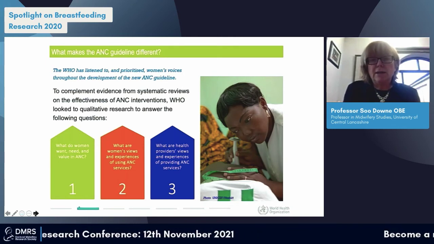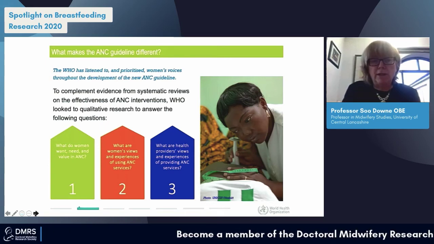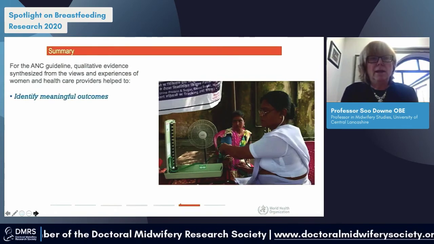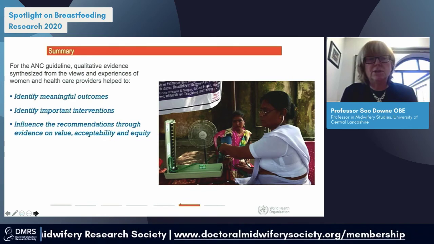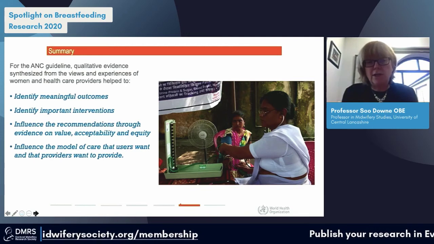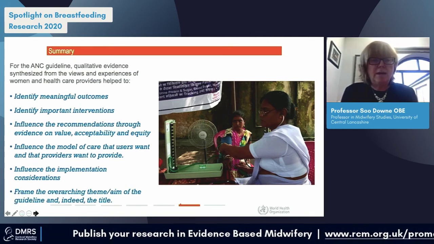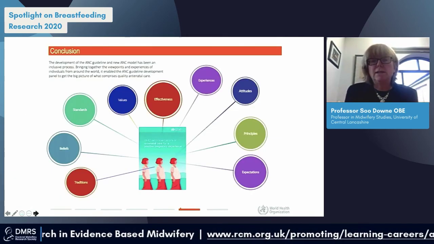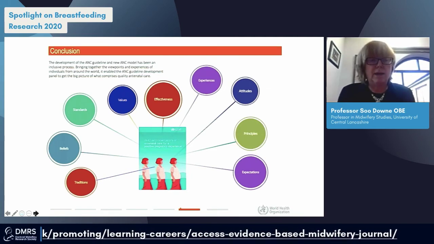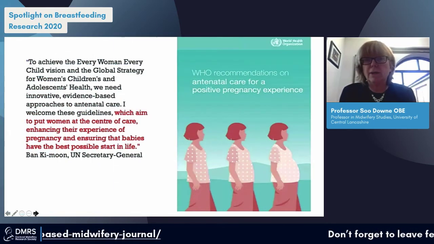So what makes it different? This is again WHO saying this, not us. It provides ways of finding out what women want and need, what their views and experiences are, and what healthcare providers' experiences are. It helped to identify meaningful outcomes and important interventions, influence recommendations in the areas that I talked to you about, influence the model of care that's actually now being implemented, influence the implementation considerations, how it was implemented, and frame the overarching guidelines. So the overarching title is Antenatal Care for a Positive Pregnancy Experience. So what matters to women is absolutely front and central now for that guideline, and in fact others that have followed. And this is a comment from Ban Ki-moon on the back of the guideline.